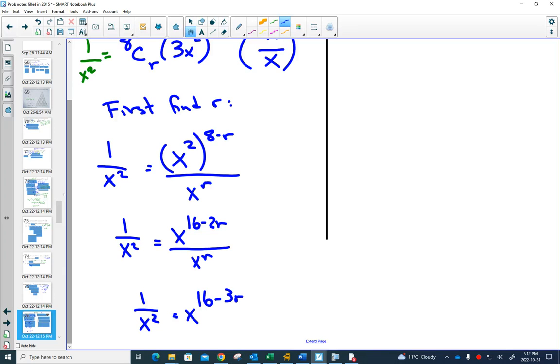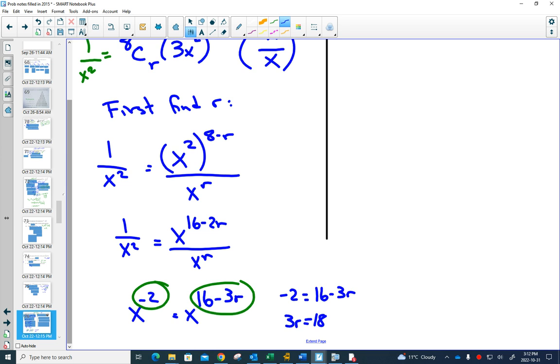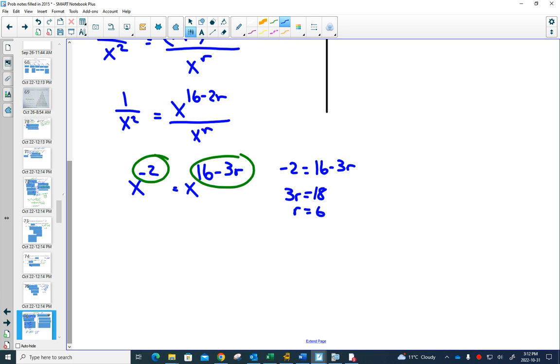What's another way you can write 1 over x squared? X to the negative 2. Excellent. And now, algebraically, if you get both sides with a base of x, then those exponents have to be the same. So we would get negative 2 is equal to 16 minus 3r. 3r equals 18. r is equal to 6.